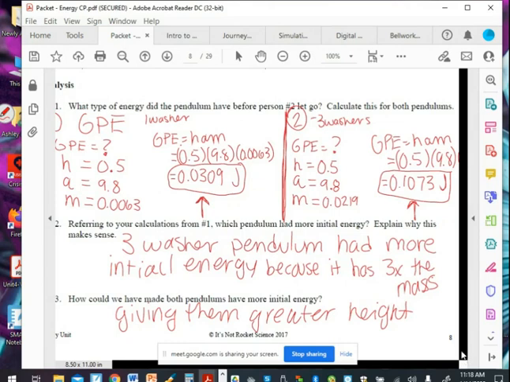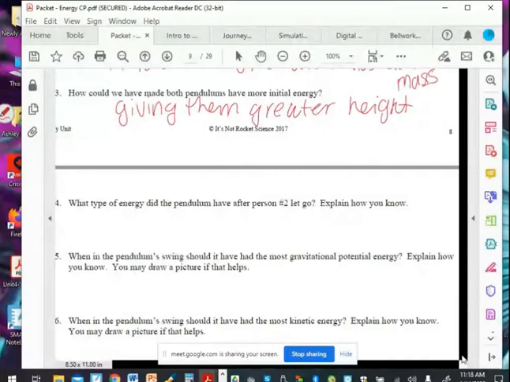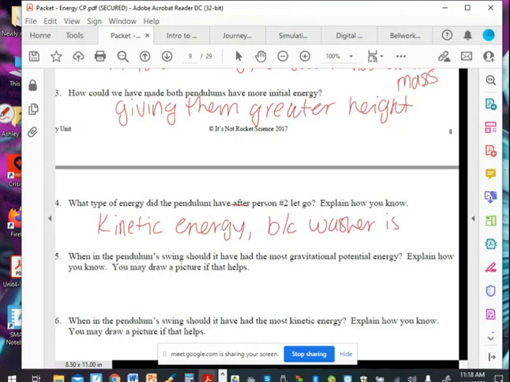Looking at question 4 on the top of page 9, it says, what type of energy did the pendulum have after person number 2 let go? Explain how you know. After person number 2 let go, the washers are moving. So this turns into kinetic energy, because the washer is moving. It has a speed now. It's in motion, and that's kinetic energy.